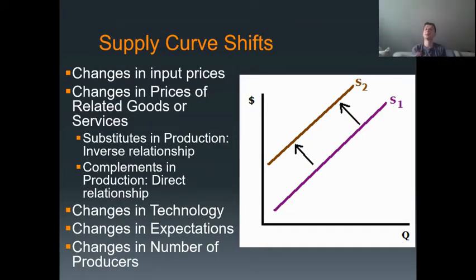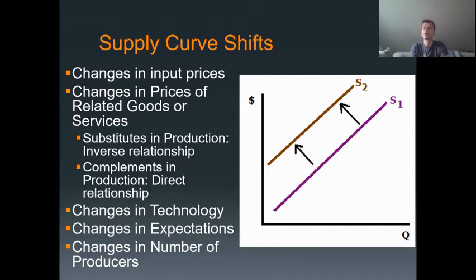Now, what causes the supply curve to shift? Once again, left shift is a decrease, right shift is an increase. Changes in input prices is a pretty common one. So basically, if your workers cost more, if you have to pay them more, then you are less able to produce, your supply shifts left. So input prices rise, supply shifts left. Input prices fall, supply shifts right.